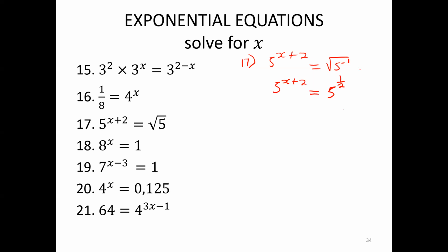Now that the bases are the same, drop them and equate the exponents. Transpose 2 to the right-hand side to isolate x. Now, put that into your calculator and find the value of x. Half minus 2 is minus 3 over 2.